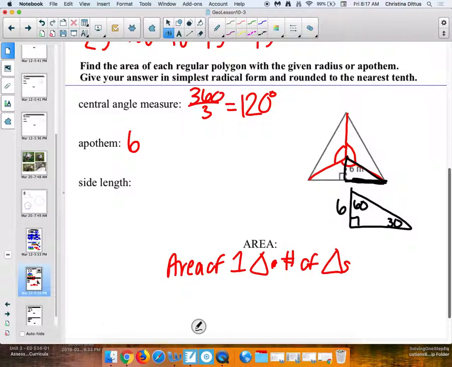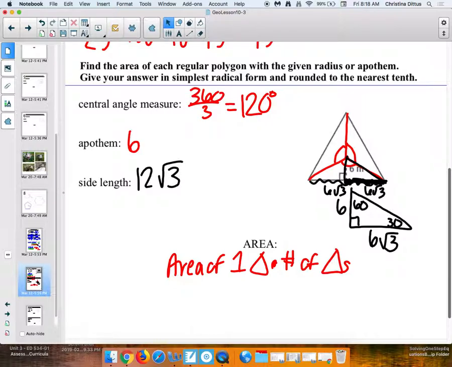Well, 6 is my short side, so how do I get this long length? 6 square root of 3. Well, if that's only this, what do you think I do to 6 square root of 3 to get my whole side length? Yep, so this is 6 square root of 3. This is 6 square root of 3. So my whole side length is 12 square root of 3.